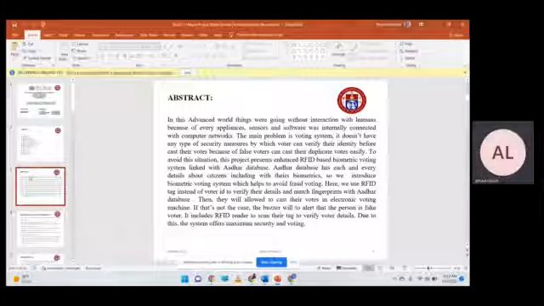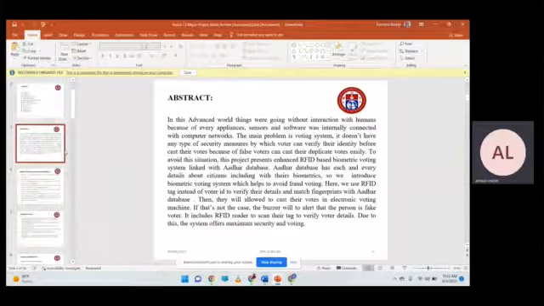including their biometrics. So we introduced this biometric voting system, which helps to avoid fraudulent voting, because the fingerprint of each and every individual is unique in our world. So we use this biometric as security.